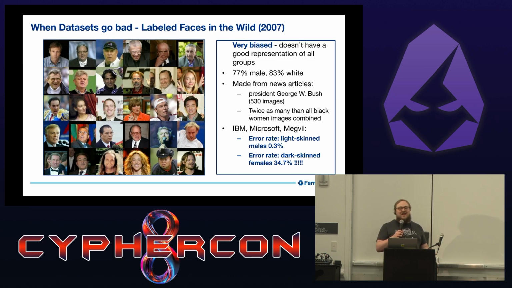And that's twice as many as all black women in the entire data set combined, right? So it's not a very representative data set of anything. And so IBM and Microsoft and a couple other companies use this data set to try and do facial recognition for cameras. And it turns out, hey, it does great on light-skinned males, error rate of 0.3%, but as soon as you put a dark-skinned female on, you start to get massive error rates of like 34.7, 35%, just because that data set was so skewed that it was just not able to actually learn properly for anyone but a light-skinned male.